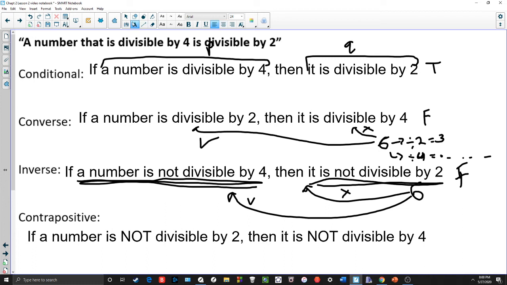And again, we said that's going to be a true statement because there is no counterexample for that. If the conditional is true, the contrapositive is true. So we know that's going to be true heading into it.